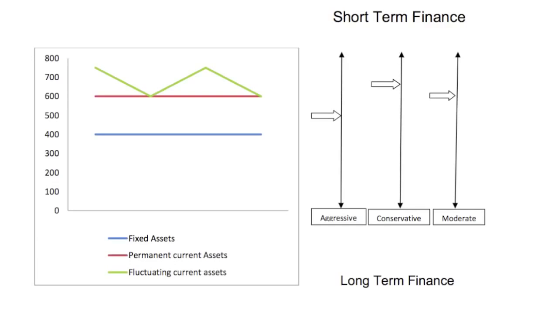So our aggressive approach to working capital financing, we used our short-term finance to finance all of our fluctuating current assets and some of the permanent current assets, even though they're permanent. On the conservative side of things, well, there we funded all of our fixed assets and all of our permanent current assets with long-term expensive finance, and also some of our fluctuating current assets with that long-term finance. On the moderate side of things, we undertook a matching principle and we matched our permanent and fixed assets with our long-term finance, and we financed our fluctuating current assets through short-term cheaper finance.